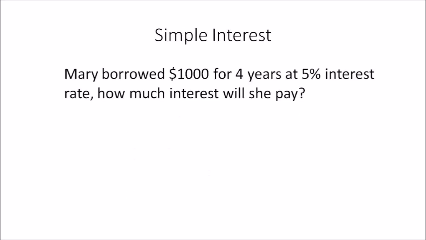So in this example, Mary borrowed $1,000 for 4 years at 5% interest rate. How much interest will she pay? Now just to let you know, with the interest rate, sometimes the questions don't specifically say whether they are per annum or per quarter or per 6 months. When it doesn't say, you assume it's per annum or for 1 year, right? So it's 5% simple interest for 1 year. And let's try and work this question out to understand better.